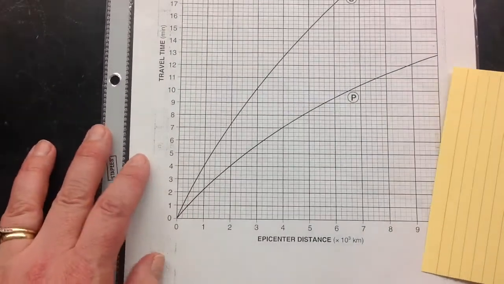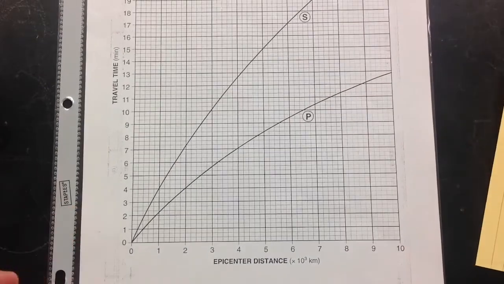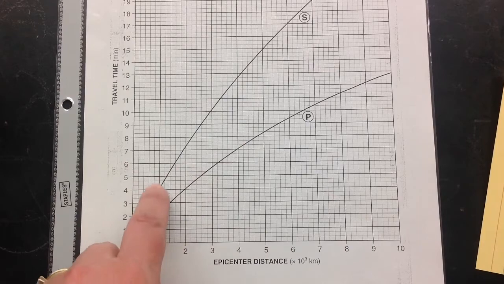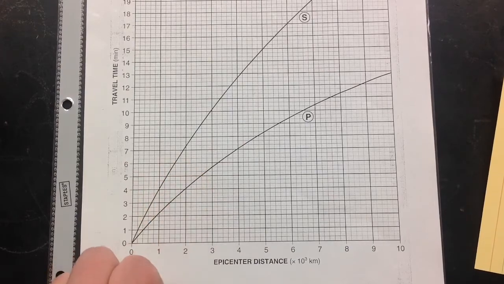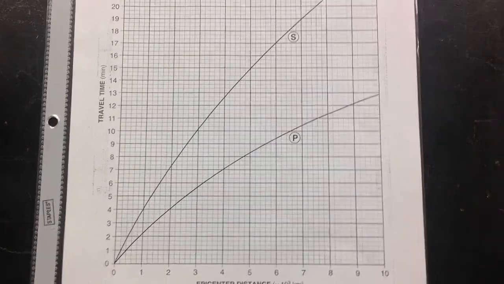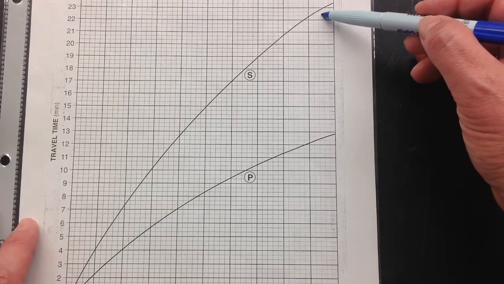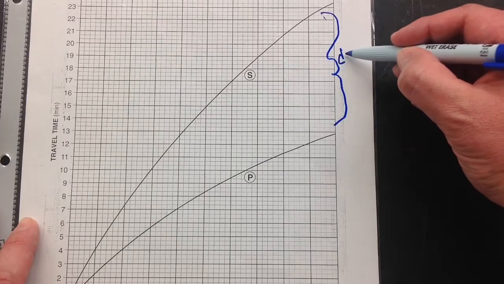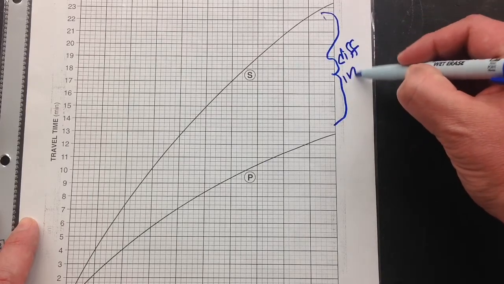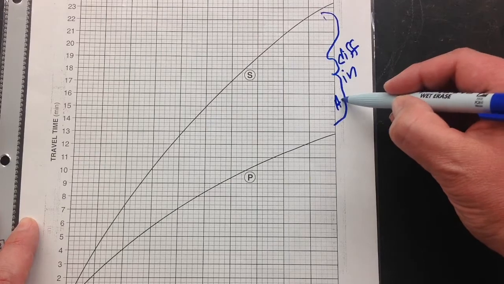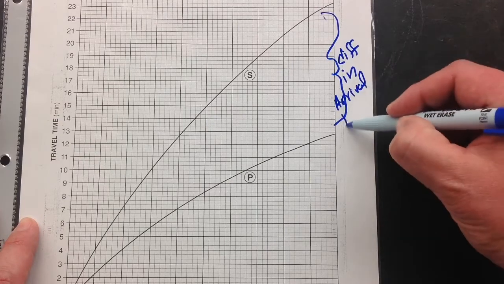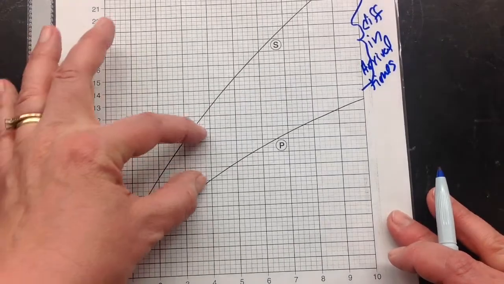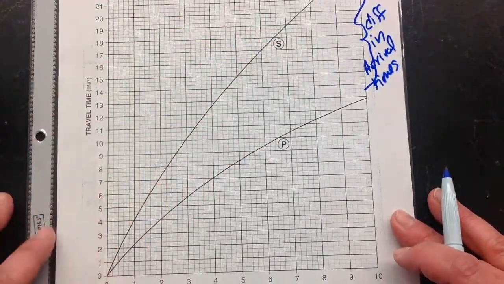So you come over to here, and so when we were talking about this before, our distance and our time, we were using these lines to help us determine the travel time and the epicenter distance. But you may not have realized that this space in between here is the difference in arrival times. So that whole area in here is representing the difference in arrival times.